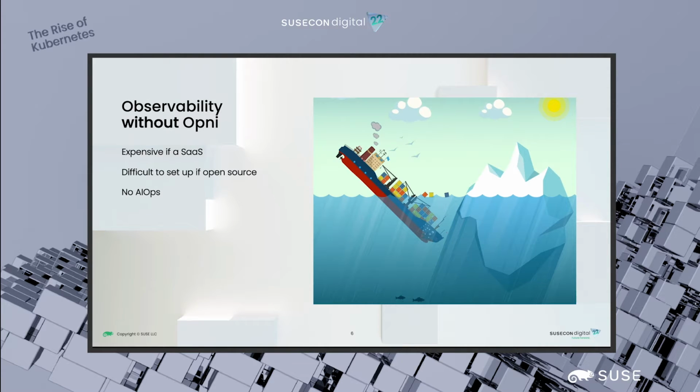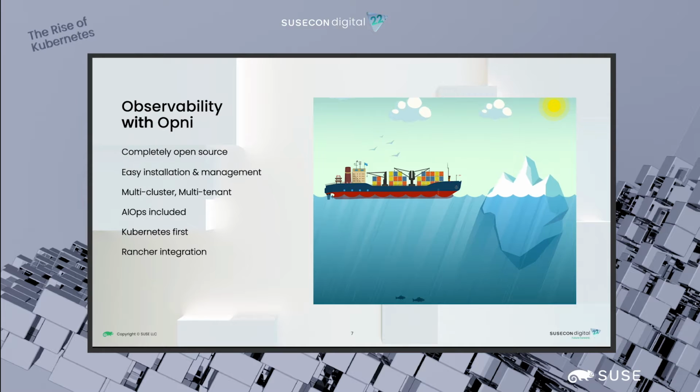Collecting and leveraging observability data is typically a very expensive endeavor. One typically has to turn to a SaaS or be brave enough to set up one of the many open source alternatives, which we've seen to be very difficult to set up and manage. Opni aims to make the creation and management of observability tools and data easy. Similar to how Rancher made the creation and management of Kubernetes clusters easy, Opni does the same for observability.